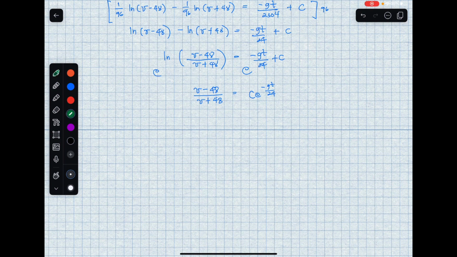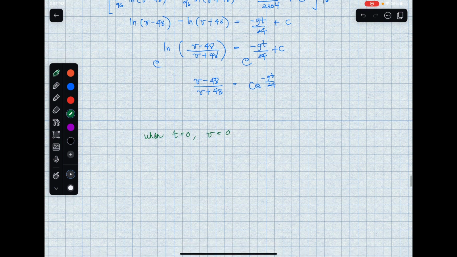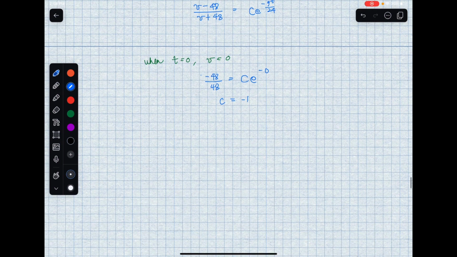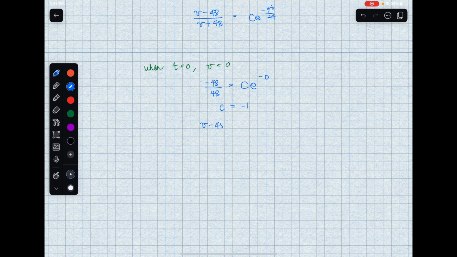But then initially, when time is 0, the velocity is 0 as well. So 0 minus 48 is negative 48, and 0 plus 48 is 48, equal to c e raised to negative 0. Okay, so c is equal to negative 1. So giving us v minus 48 all over v plus 48 equal to negative e raised to negative gt all over 24.